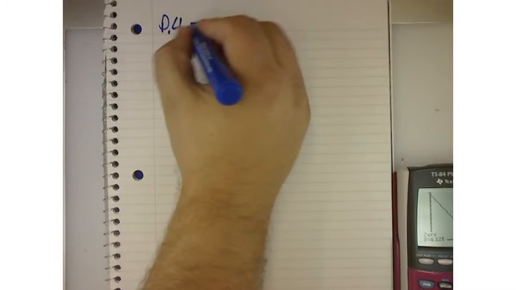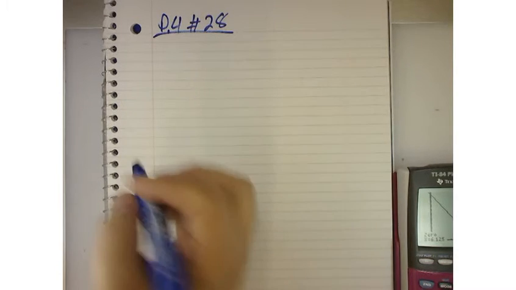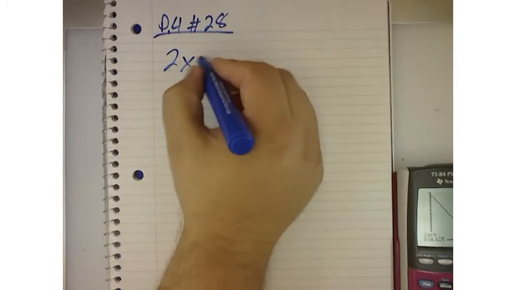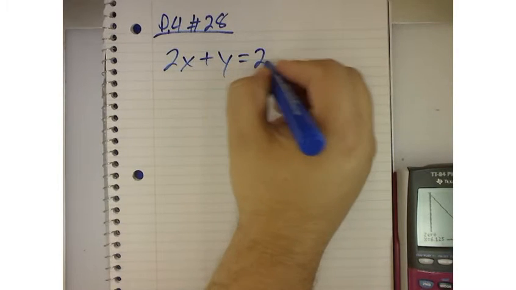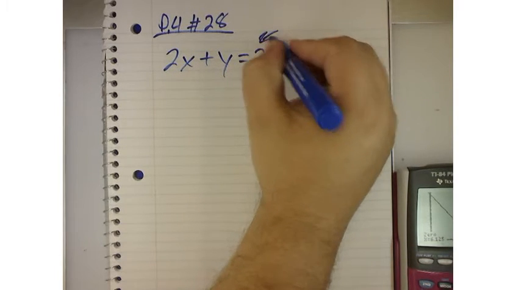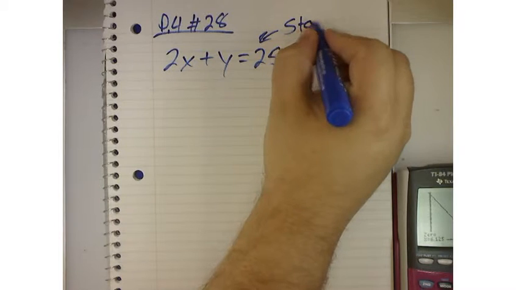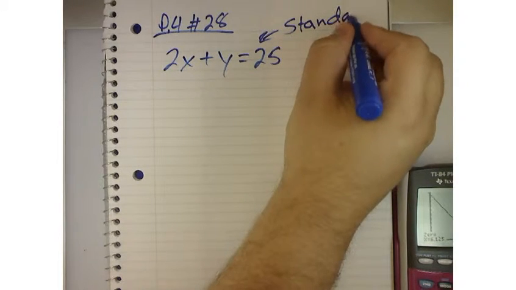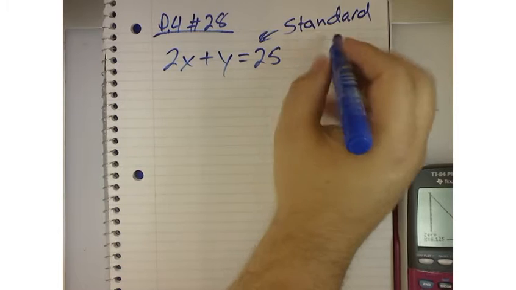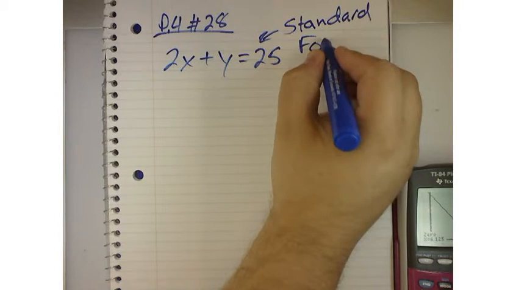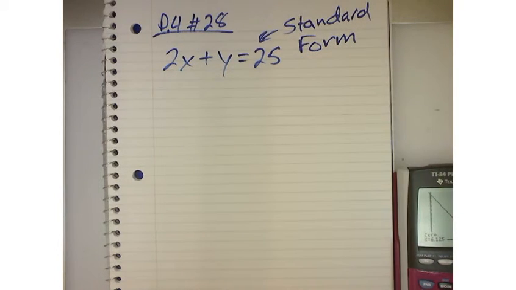Let's do another problem. Problem number 28. Same thing. They give us an equation, 2x plus y is equal to 25, and we've already established that this is written in standard form. Standard form is great because it allows us to calculate the x and y intercepts. The problem is that we're asked to put this in a graphing calculator.